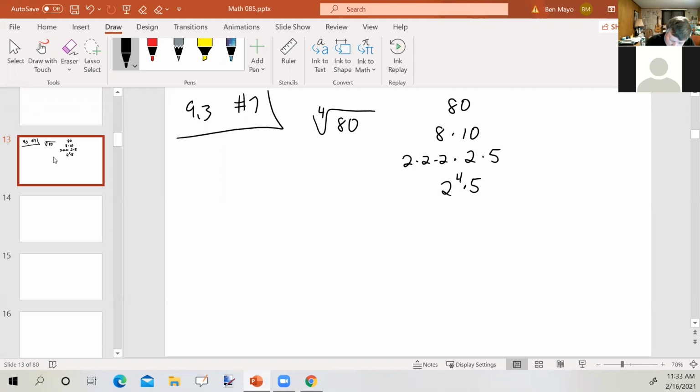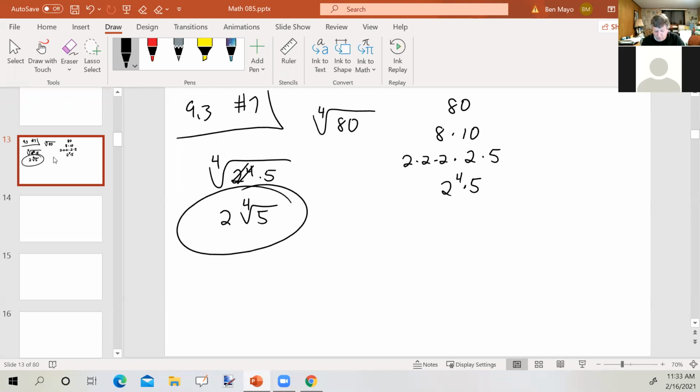All right. So the 4th root of 80 could also be written as the 4th root of 2 to the 4th power times 5. The 4th root of 2 to the 4th power is a 2 outside, and I have the 4th root of 5 inside. And there you have it.